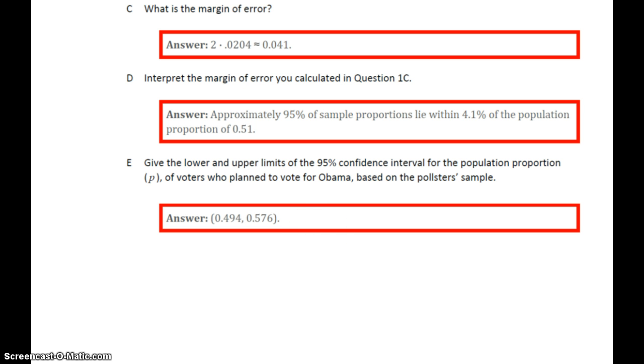So we are 95% confident that the true proportion of people in Florida who would vote for Obama back in 2008 is between 49.4 and 57.6%. Now, what if we ask the question, do we think that the percentage of people that would vote for Obama could be as low as 48%? Probably not. 48%, 0.48, is not in that interval.